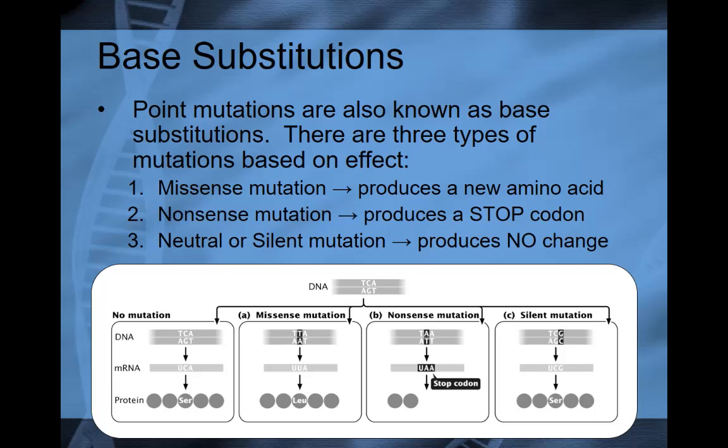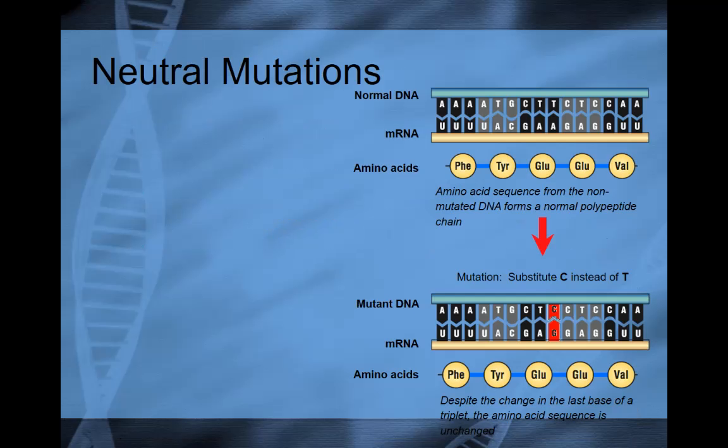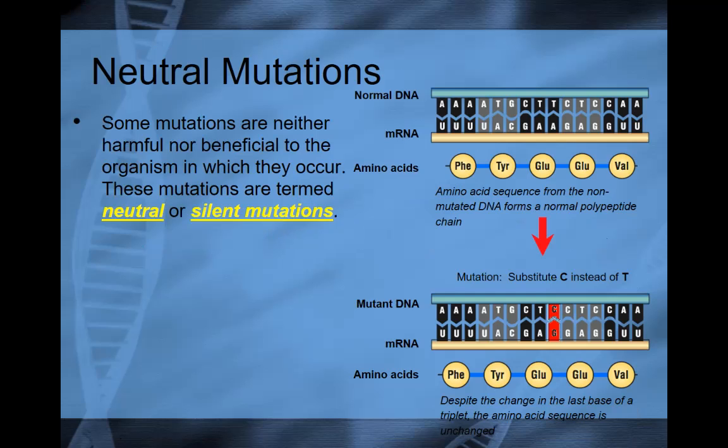Okay, so let's start by taking a look at a neutral mutation. Some mutations don't really have an impact on the organism. They're not beneficial, they're not harmful, they just occur. And these are known as neutral or silent mutations.